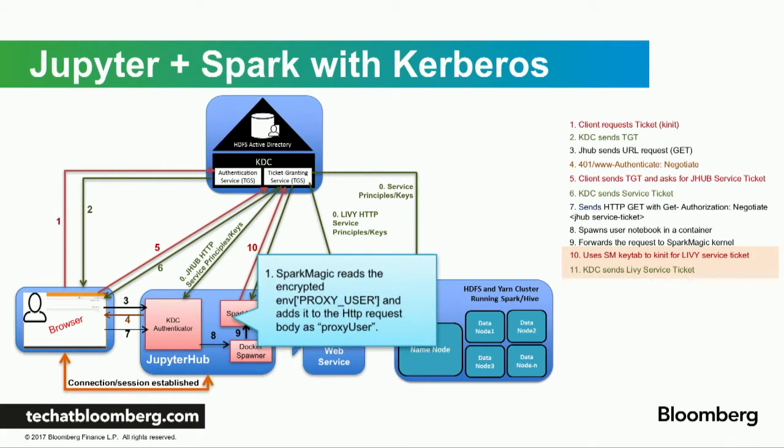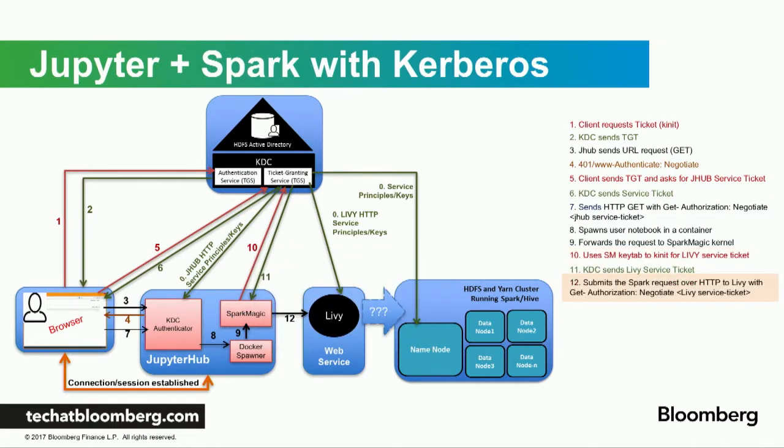Now Spark Magic is going to read the encrypted environment variable, and it's going to add it to the HTTP request body as a proxy user. You remember I talked about the proxy user concept? Because Spark Magic is going to create the HTTP request and submit it to Livy, there is an element in the body called proxy user. It's going to put the encrypted user ID information inside it. Then the request goes to Livy.